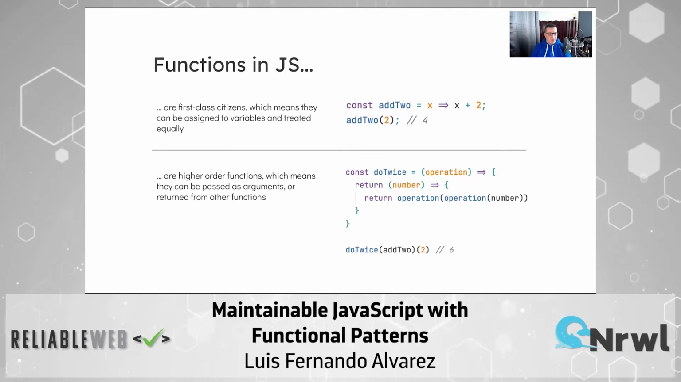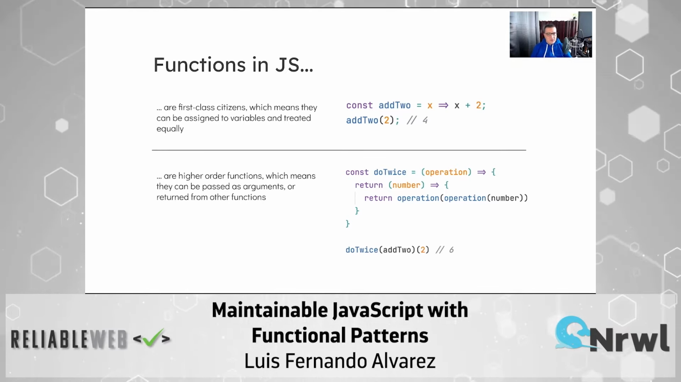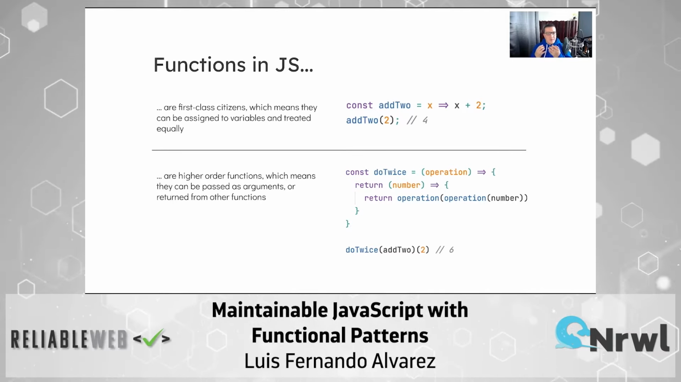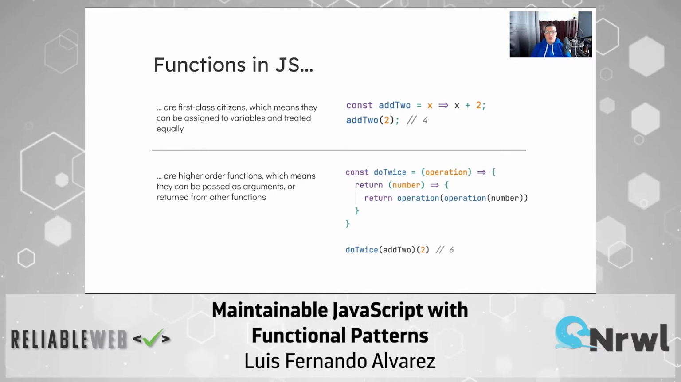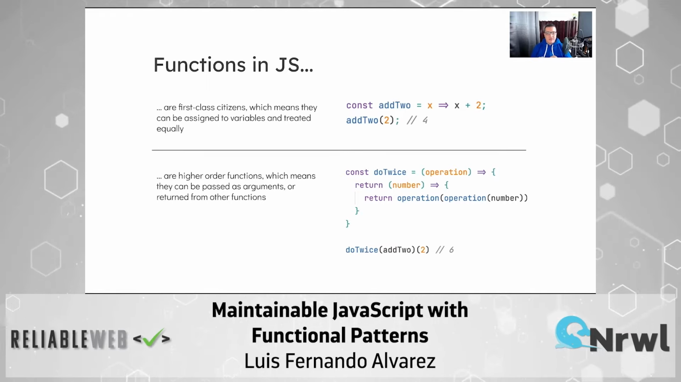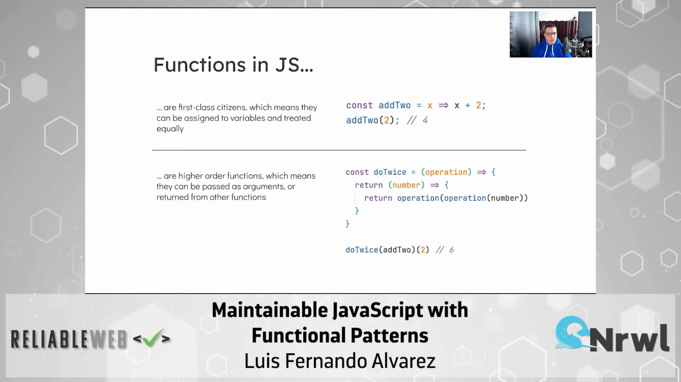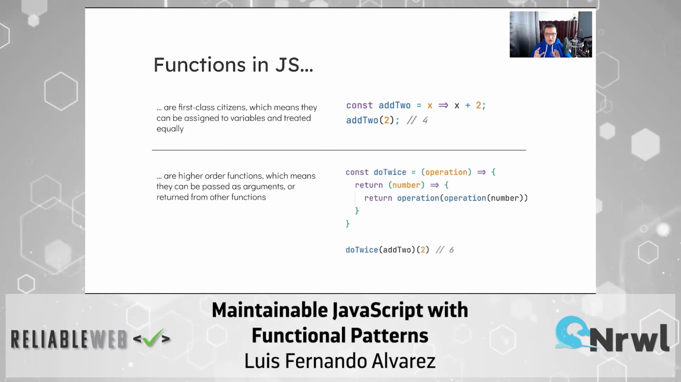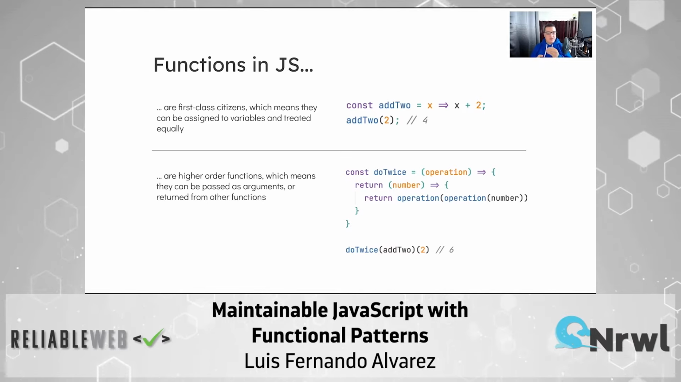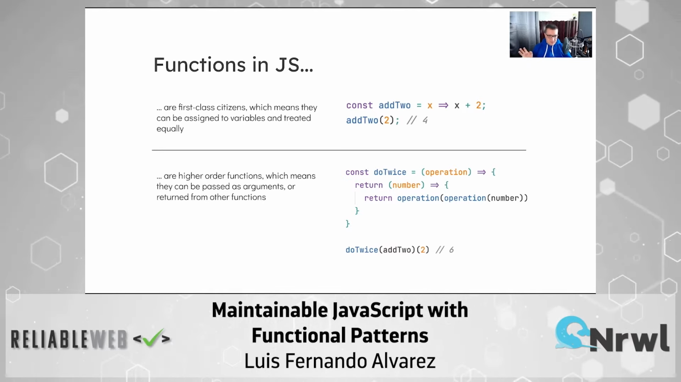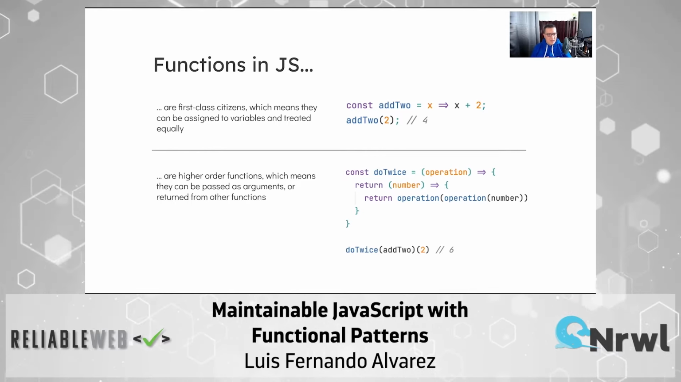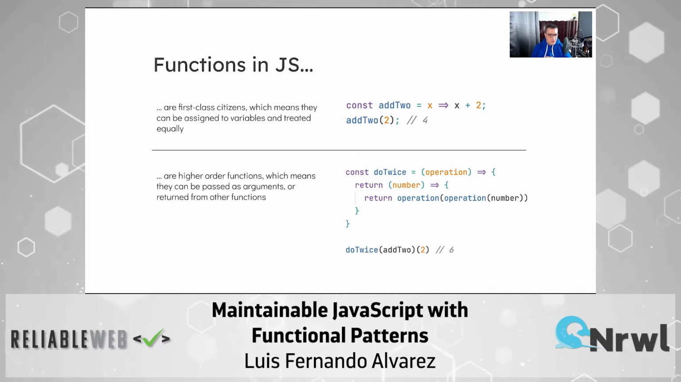So I'm gonna be able to do that. And also in JavaScript, functions are higher order functions, which means that they can either be passed as arguments or returned from other functions, from the execution of other functions. So we can see that function called doTwice here, which receives an operation argument and returns a new function. And that function receives number and returns this thing that we see here, right? Doing the operation 2 times, and receiving the argument from the inner function.